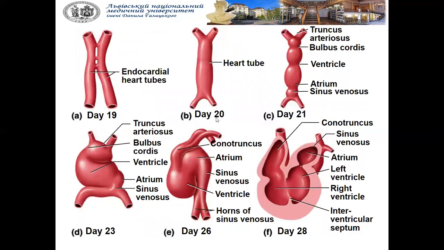So, the development of the heart, right? The development of the heart starts from the 14th day of the fetus and finishes by the end of the first month. You can see the stages of heart development. At the start of the second month, the fetus has a developed enough heart, like this one.